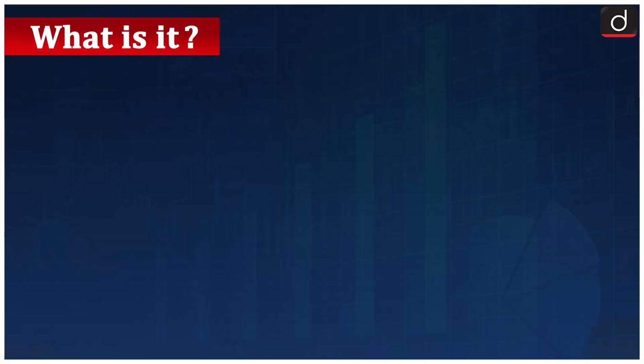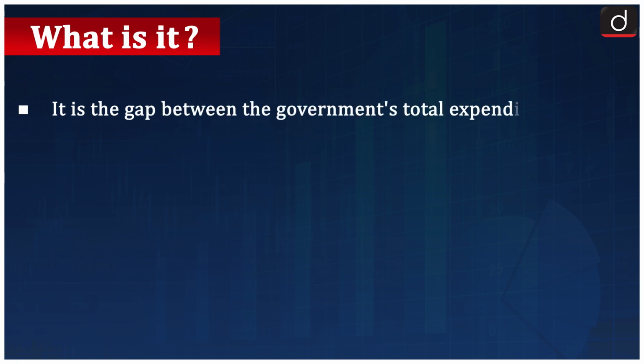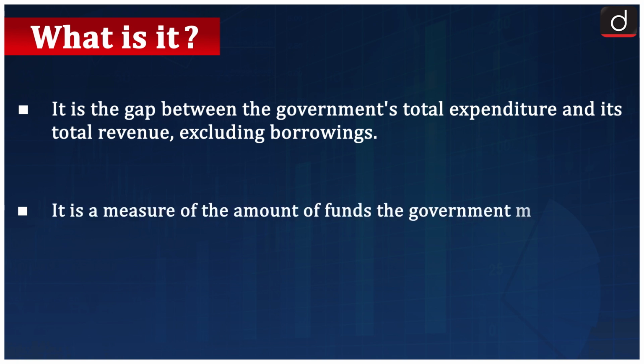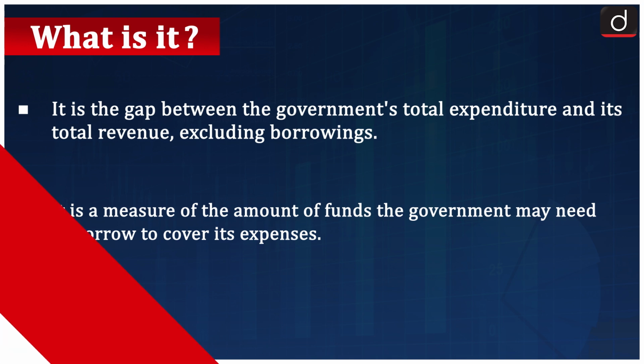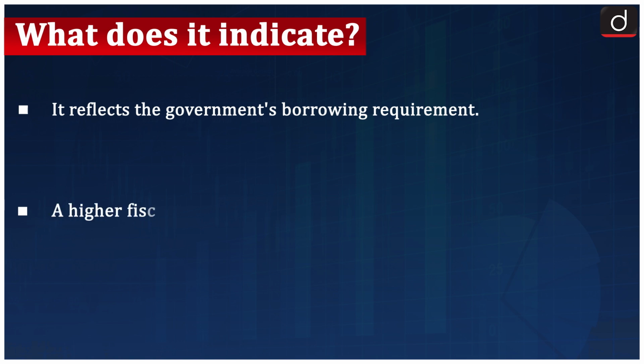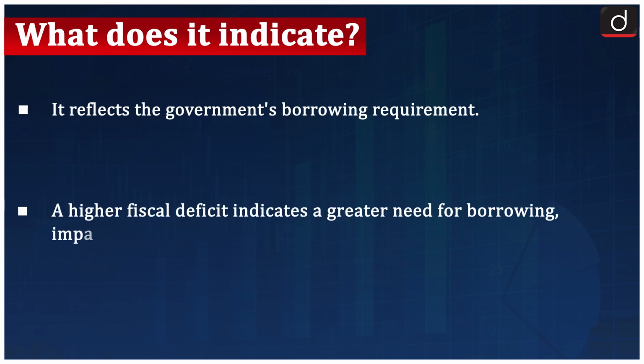What is fiscal deficit? First of all, let's understand what fiscal deficit is. It is the gap between the government's total expenditure and its total revenue, excluding borrowings. It is a measure of the amount of funds the government may need to borrow to cover its expenses. What does it indicate? It reflects the government's borrowing requirement. A higher fiscal deficit indicates a greater need for borrowing, impacting the country's debt levels.